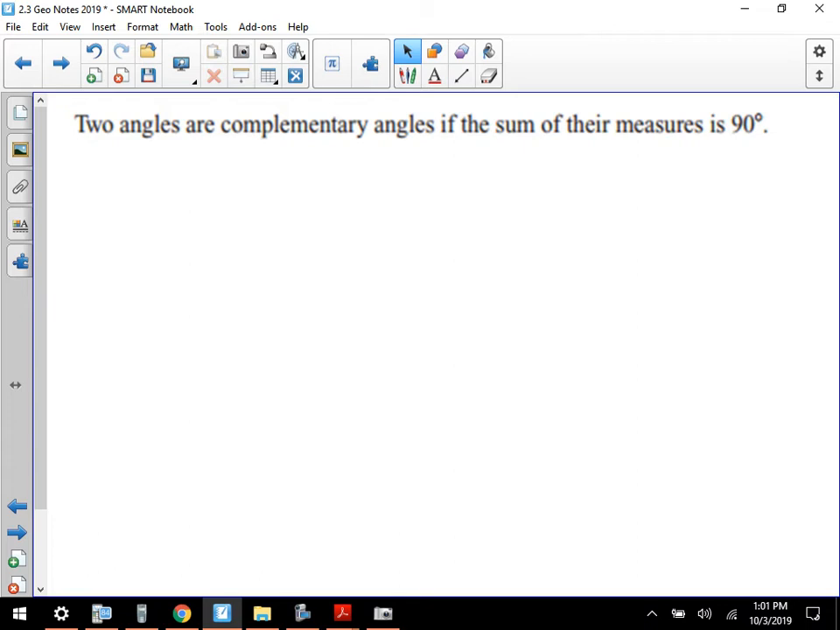Well, the first thing we always do when you're given a statement like this, two angles are complementary if their sum is 90, is that we're automatically going to rewrite that as an if-then statement, or conditional. Two angles are complementary if their sum is 90. So the first thing I want to do is change that so that it's a P implies Q. If two angles are complementary, then their sum is 90. Does that make sense? Okay. If two angles are complementary, start with that.